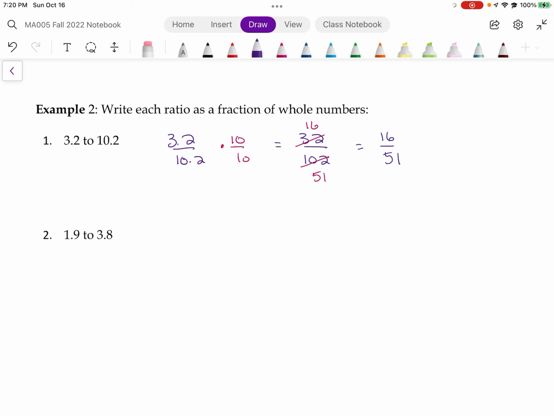All right, the next one is 1.9 to 3.8. Again, if I multiply both by 10, I'll get 19 over 38. I know that 19 goes into 38, so how many times does 19 go into itself? 1 time, and into 38 2 times, so this becomes 1/2. And you could do that directly if you recognize that it's 1/2.